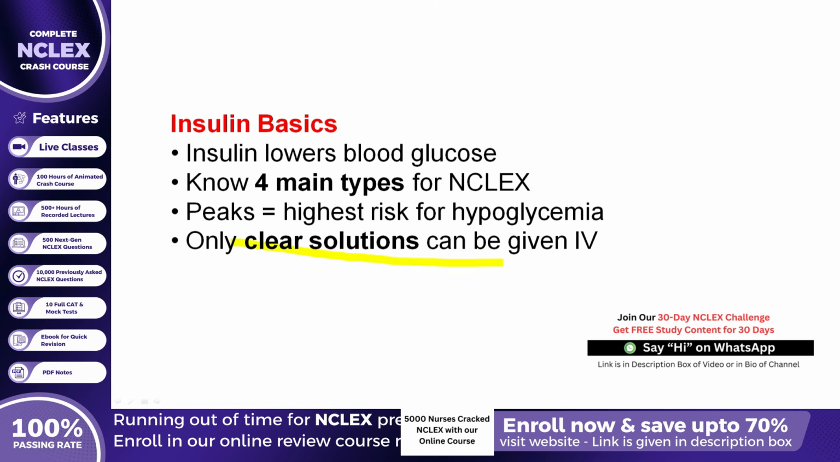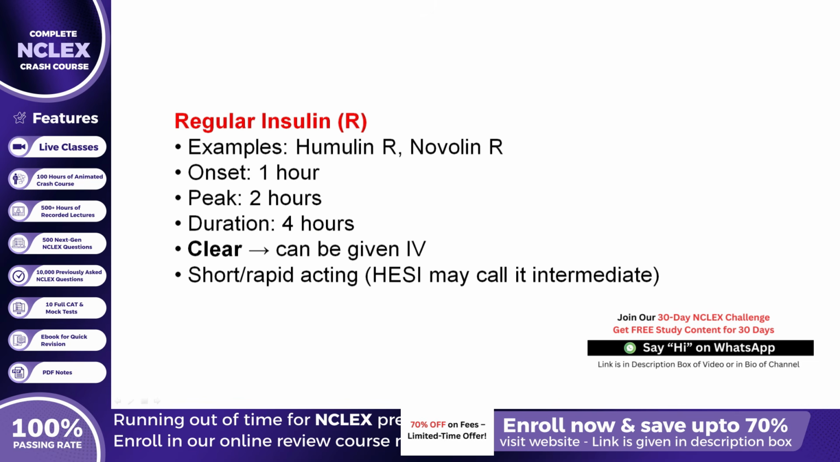When we talk about regular insulin, examples include Humulin R and Novolin R. The onset is 1 hour. The peak occurs at 2 hours. The duration lasts 4 hours. Because it is clear, it can be given intravenously. It is considered short or rapid acting, and HESI may even call it intermediate.